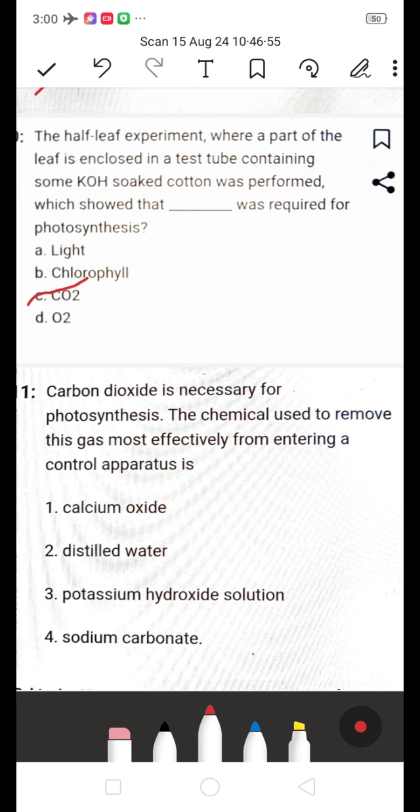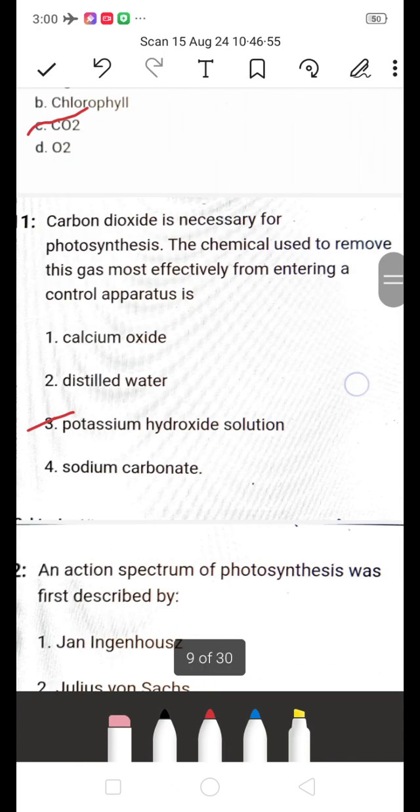Next one, carbon dioxide is necessary for photosynthesis. The chemical used to remove this gas most effectively from entering a controlled apparatus. Is it calcium oxide, distilled water, potassium hydroxide solution, or sodium carbonate? The answer is potassium hydroxide solution. This is the right answer. Why? It helps to remove the gas efficiently from entering the control apparatus. So the third option is the right answer.